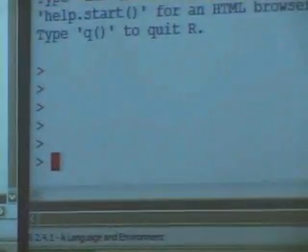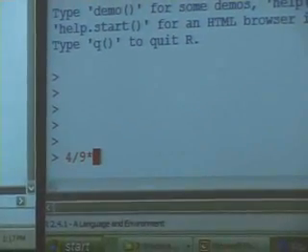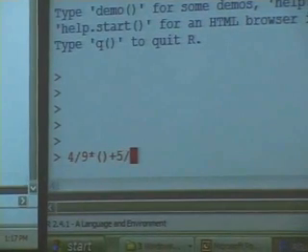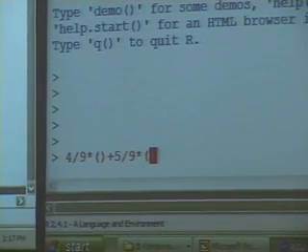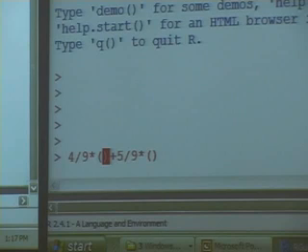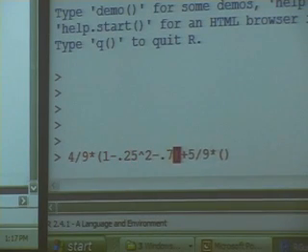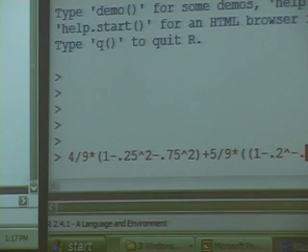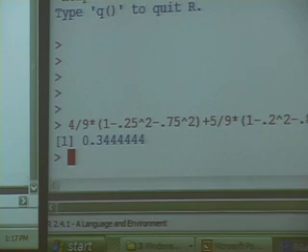So 4/9 times that node plus 5/9 times the other node, and then the first node we had probabilities of 0.25 and 0.75, so 1 minus 0.25 squared minus 0.75 squared. And then the other node was 0.2 and 0.8, right? 1 minus 0.2 squared minus 0.8 squared. There's too many parentheses there. That looks right. So 0.344.